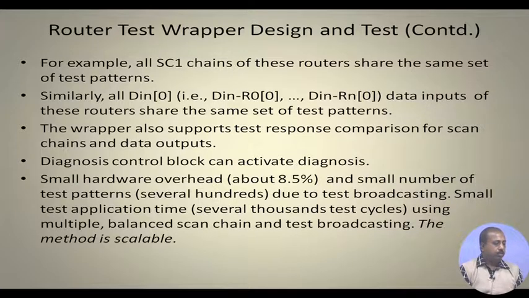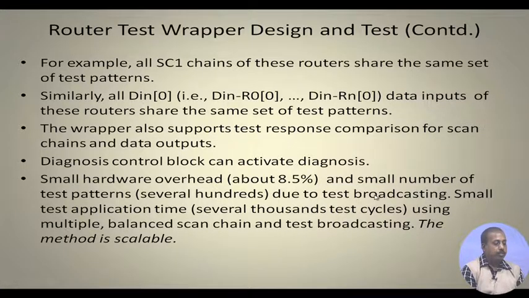All the SC1 chains of these routers share the same set of test patterns. The Din 0 data inputs of all these routers share the same test pattern, which we have already seen. The diagnosis control block can activate diagnosis, with a small hardware overhead of about 8.5%, and a small number of test patterns, some hundreds, due to test broadcasting.